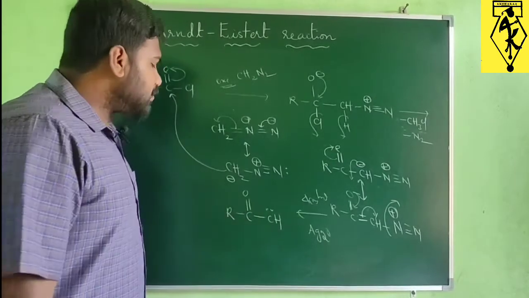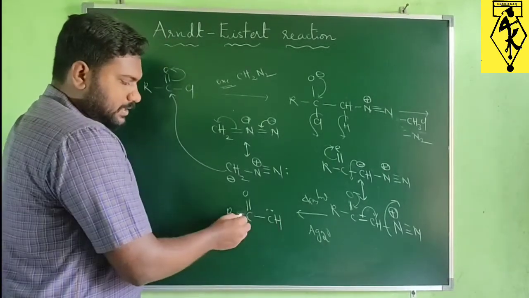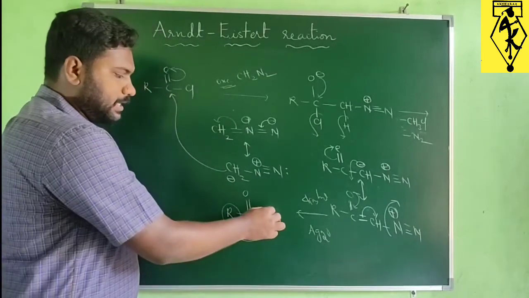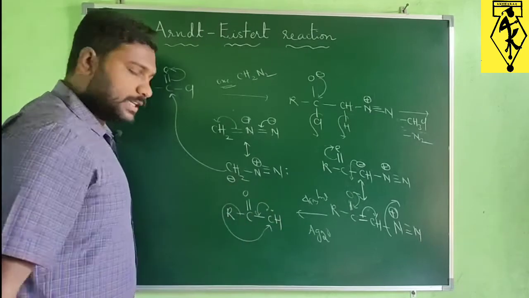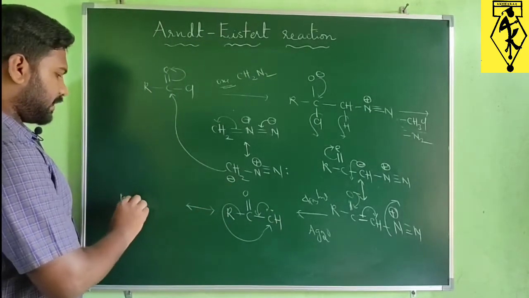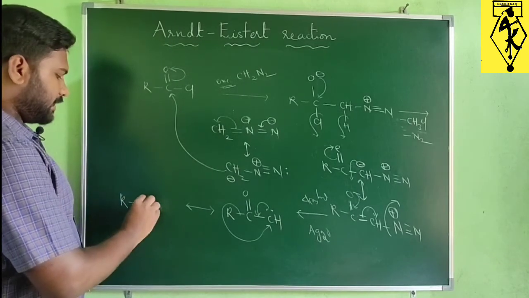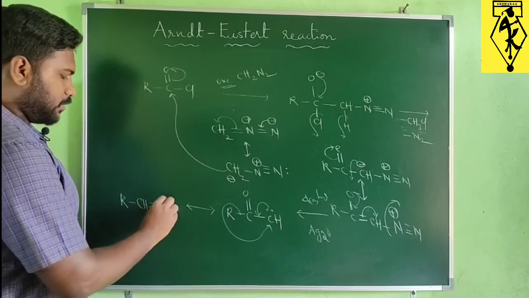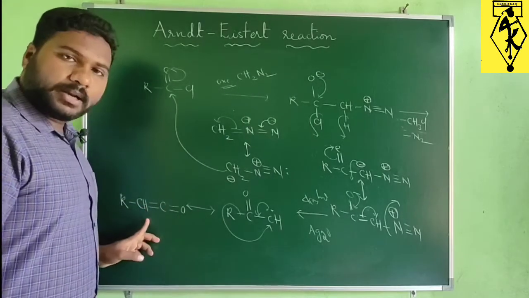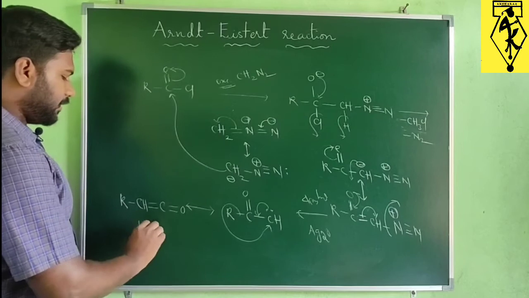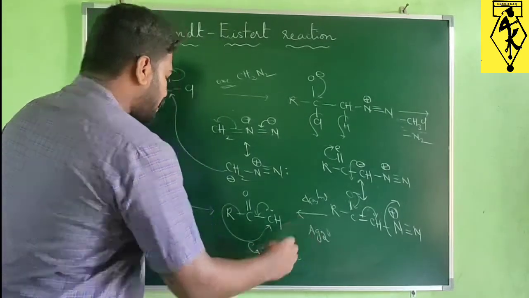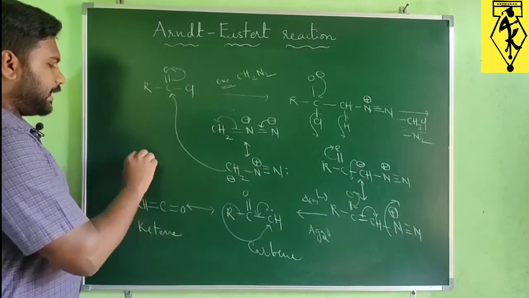Some type of rearrangement takes place here. This alkyl group will be migrated towards that carbene, and this pair of electrons will come into delocalization. It will give ketene. The resulting substance is known as ketene. CH double bond C double bond O. The ketone group is there, and a double bond also. So it is ketene, and this is the carbene.